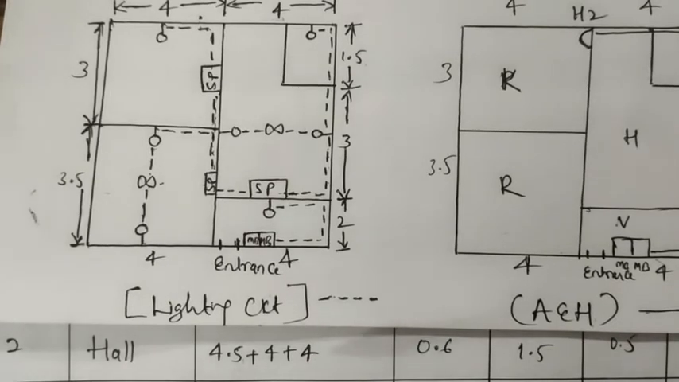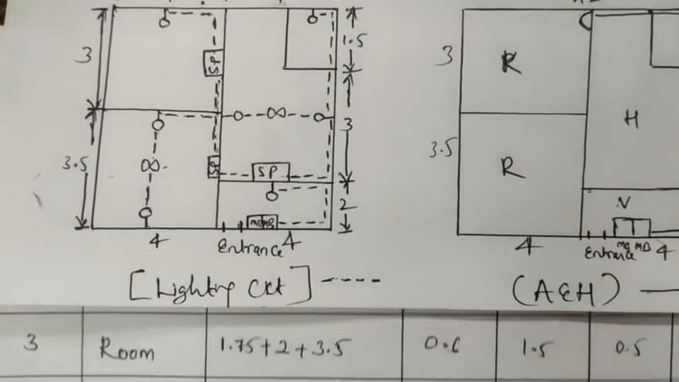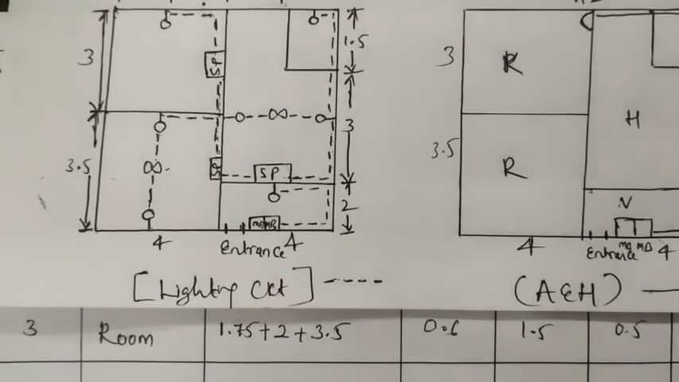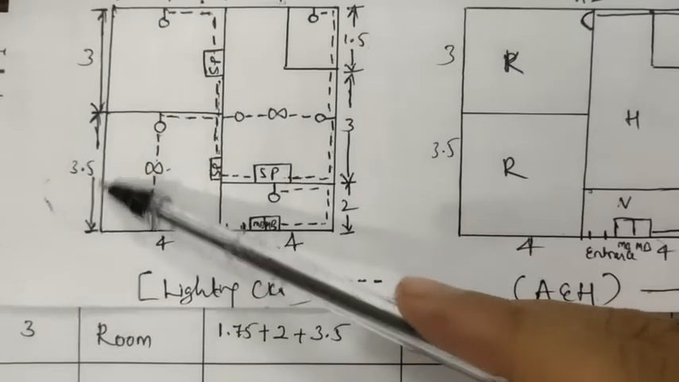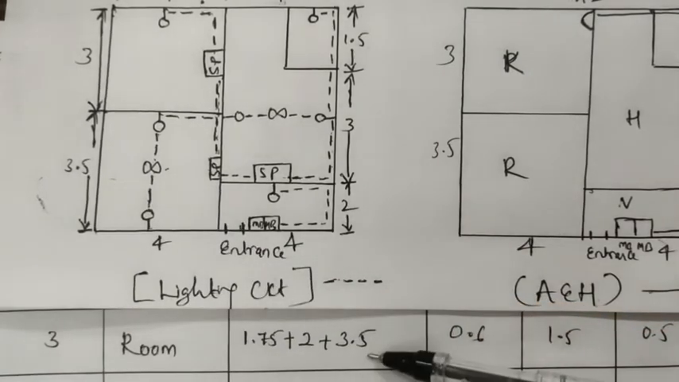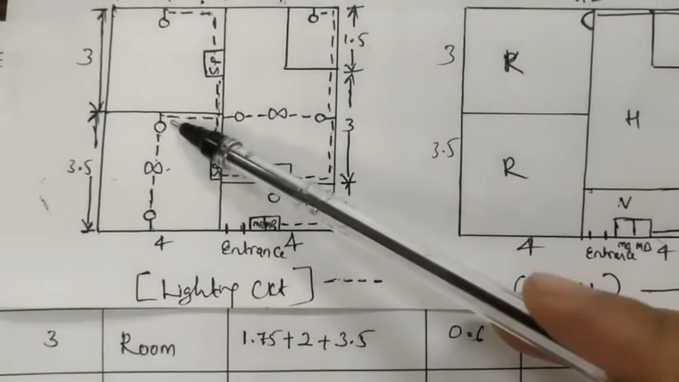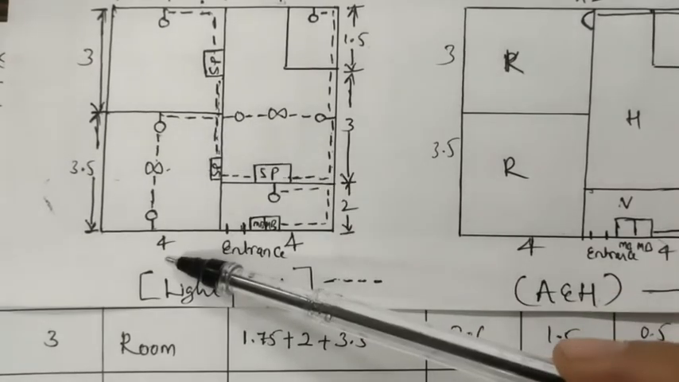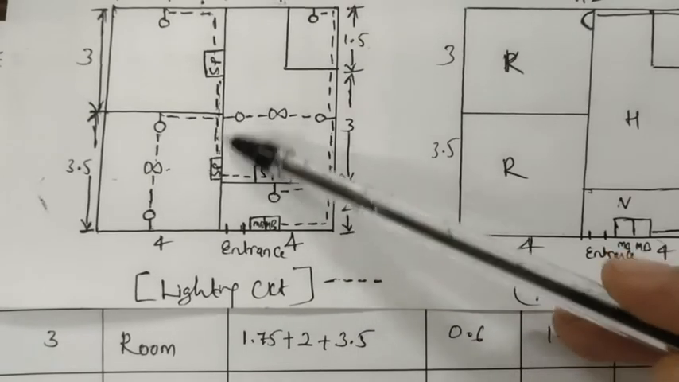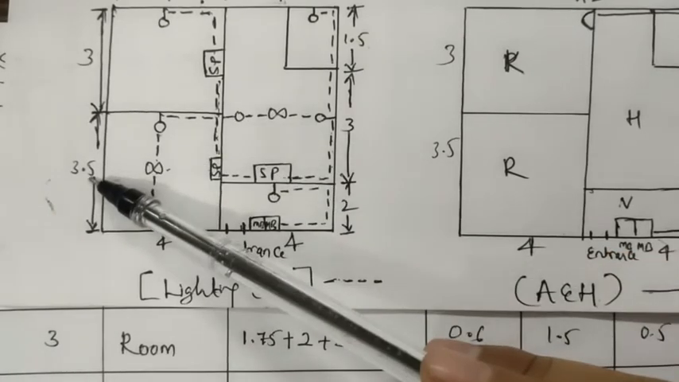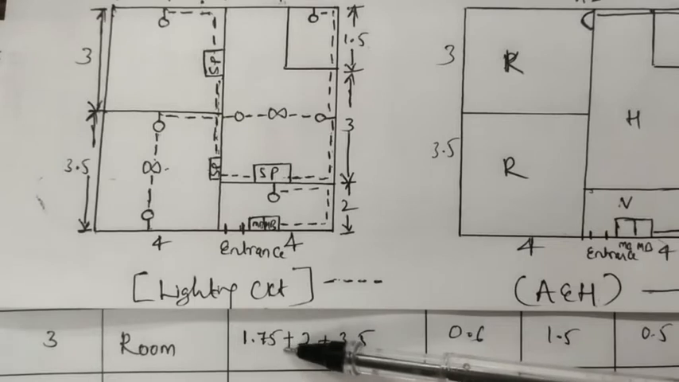Similarly check the room. So this complete length is 3.5, you can see 3.5 is written here, and this length is exactly half of this room, 2, so 2 is written here. And this is the switchboard, exactly half of this length, 3.5 divided by 2, that is 1.75.